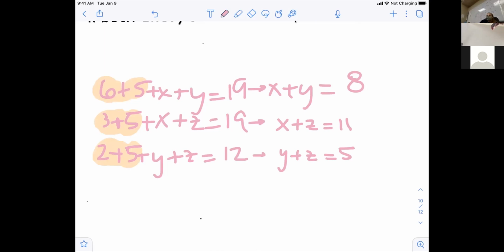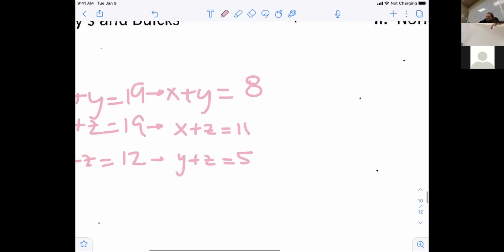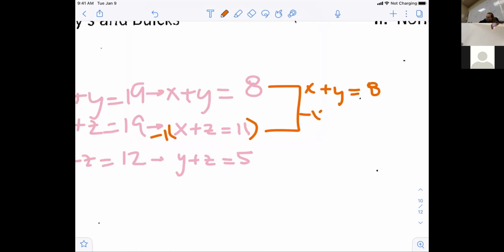All right. Everybody cool so far? Now you can combine any number of these, but we're going to end up combining all three of these equations together so that we cancel out all the variables. So I like to do it in two parts. First thing I'm going to do is combine these two. And I'm going to make one of the equations negative, so we can make this one negative. So I've got x plus y equals 8, and then negative x minus z equals negative 11. So I'm combining them together, and I get y minus z equals negative 3.